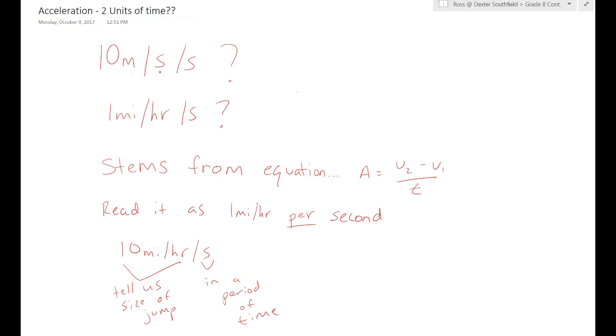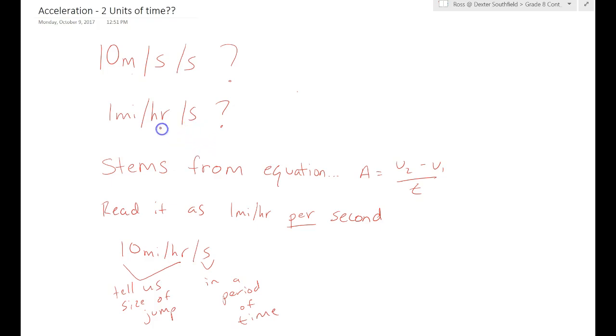First thing, you do not need to convert hours and seconds to be in the same unit. Don't do extra work. Don't try to change miles an hour to miles per second so that it matches with this or anything like that. No need to change anything. You can have two units of time that are different from each other, like in this instance here.